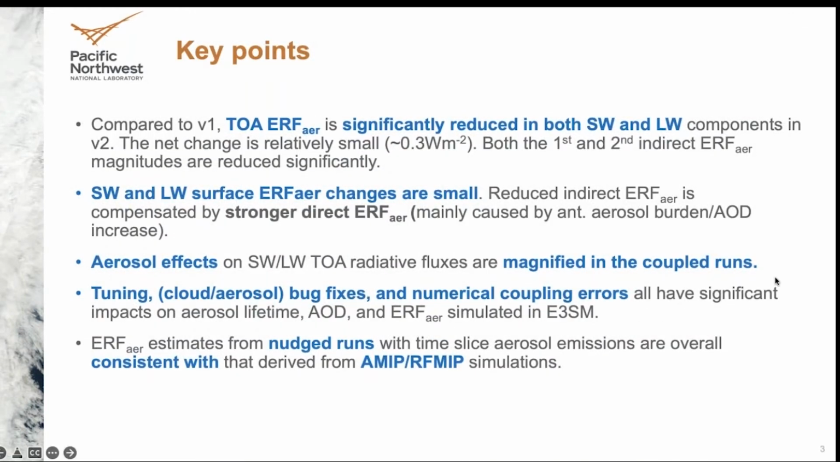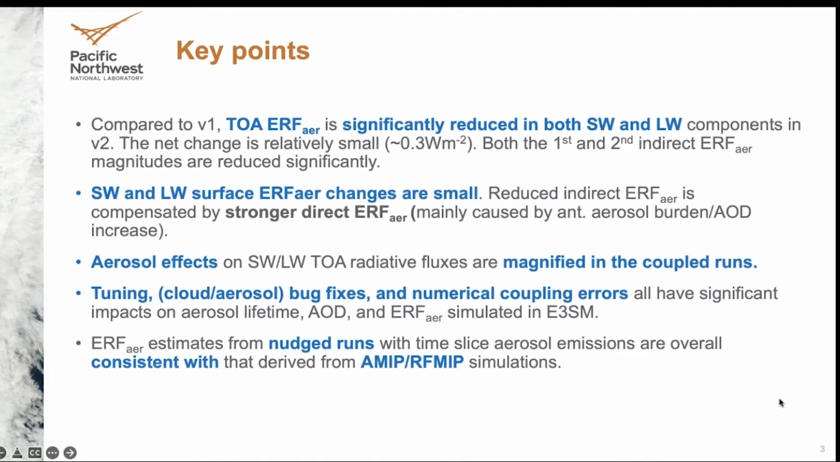So I want to show the key points first, so that if time runs out, you still can have the key points here. Basically, compared to V1, the TOA effective aerosol forcing is significantly reduced in both the shortwave and longwave components in V2. The net change is relatively small. It's about 0.31 watts per square meter. Both the first and second indirect aerosol effect magnitudes are reduced significantly.